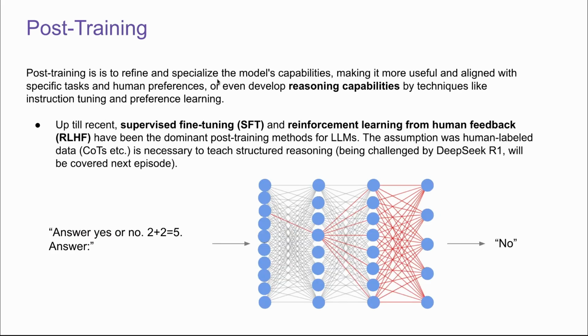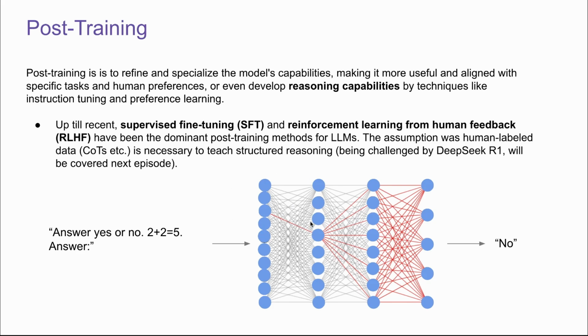Post-training is to refine and specialize the model's capabilities, making it more useful and aligned with specific tasks and human preferences, or even develop reasoning capabilities by techniques like instruction tuning and preference learning. Up to recently, supervised fine-tuning and reinforcement learning from human feedback have been the dominant post-training methods for LLMs. The assumption was human labeled data, for example, chain of thoughts, is necessary to teach structured learning. This assumption is currently being challenged by DeepSeek R1. Some of it we will cover in this episode. The other we're going to cover in the next one.